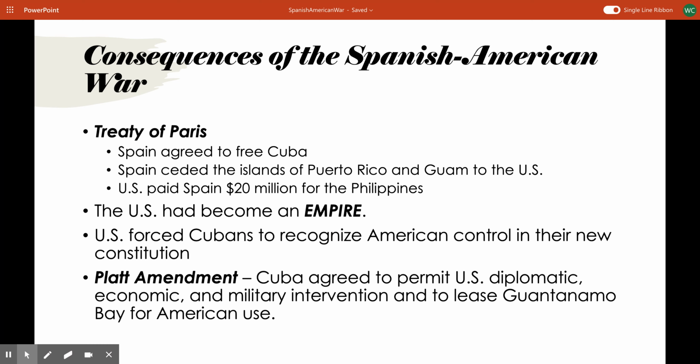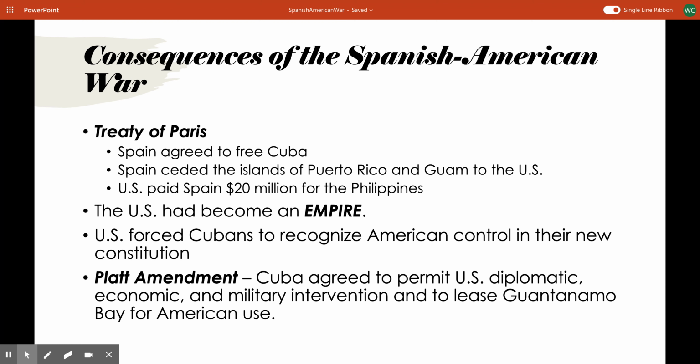So let's talk about the consequences of the Spanish-American War. In the fall and winter of 1898, diplomats from Spain and the United States met together to hash out the terms of peace. And so in the Treaty of Paris, which is the treaty that ended the war officially, Spain agreed to free Cuba, and they also agreed to cede, or give, the islands of Cuba and Puerto Rico to the United States.